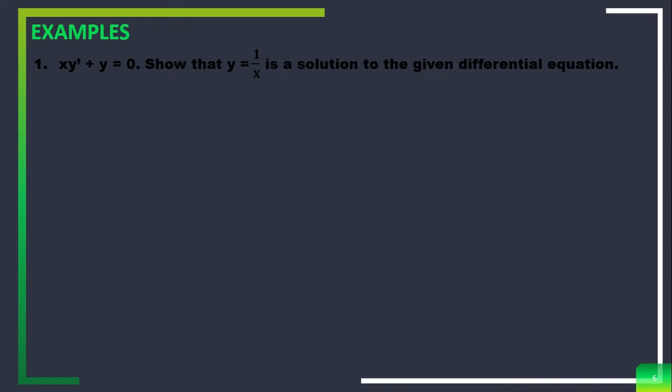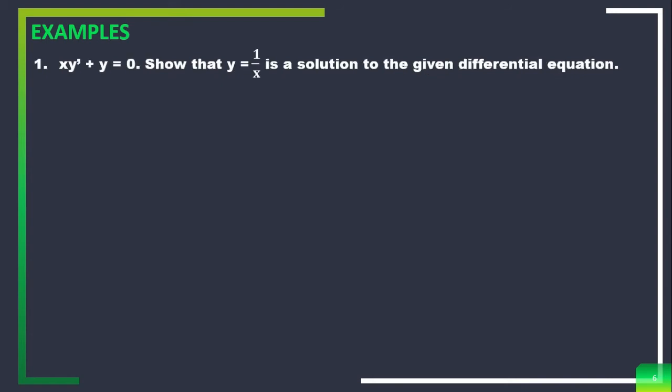So, first example, xy prime plus y is equal to 0. And show that y is equal to 1 over x is a solution to the given differential equation. So we will verify that this given solution will satisfy our differential equation. Okay, this is our given solution. y is equal to 1 over x, or we can rewrite that as y is equal to x raised to negative 1 so that we can easily get the derivative.